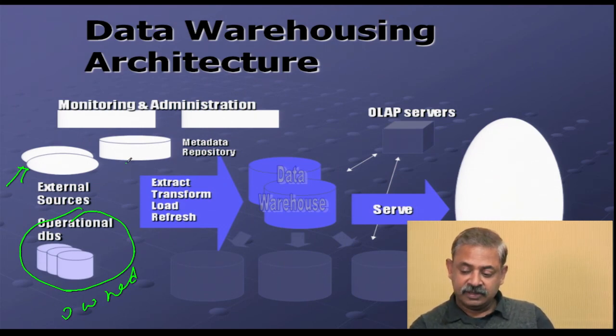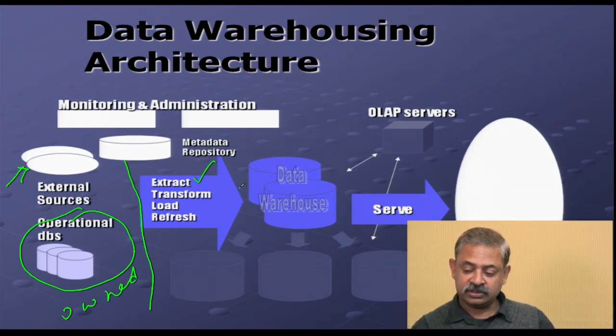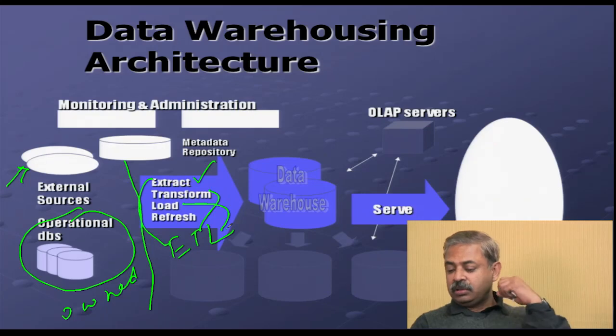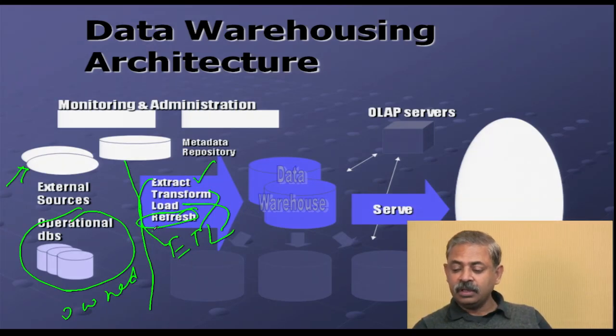And then once we have identified the external sources and operational databases, I perform what is called an ETL process, right? E stands for extract, T stands for transformation, and L stands for load. I'll talk about refresh later. So extract means that I extract only the data that I need in my data warehouse. I do not need all the data that's there in the operational systems, so I choose what data I want.